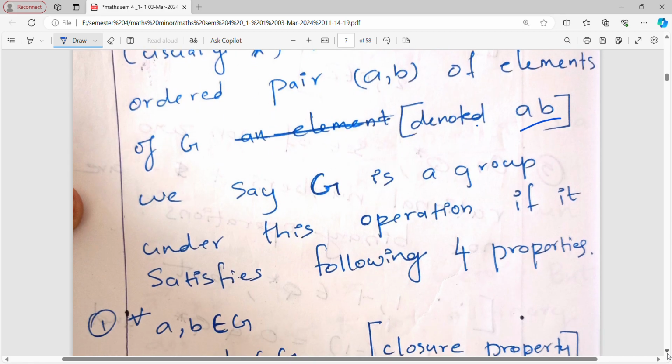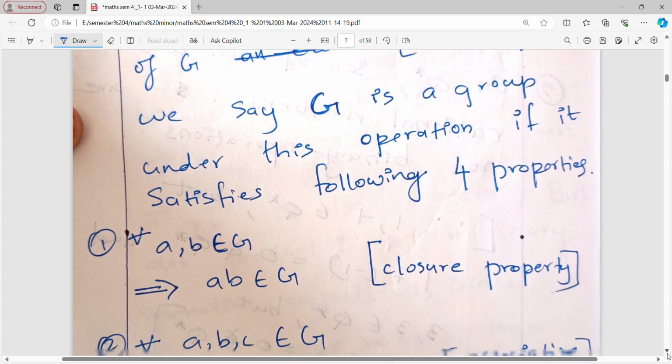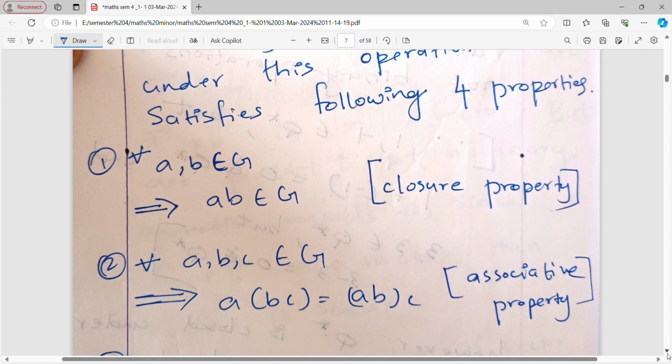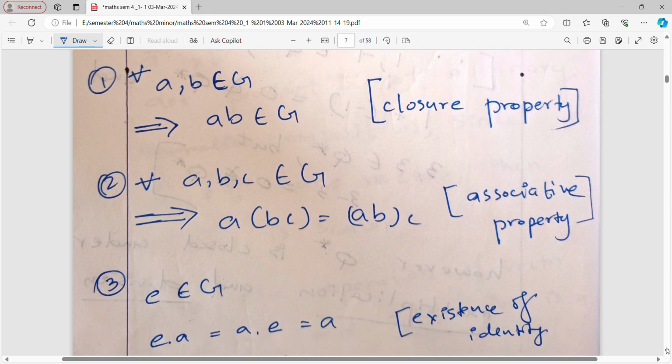Now we can say that the set G is a group only when it satisfies 4 properties. That is, set G is a group under this particular operation. Here it is multiplication, so under this operation G is a group only when it is satisfying 4 properties. First is the closure property that we have discussed in last class. AB, the new member yielded by this particular operation, must also be within this particular set. That is, A and B belongs to G, then A multiplied by B also belongs to G. Second is associative property.